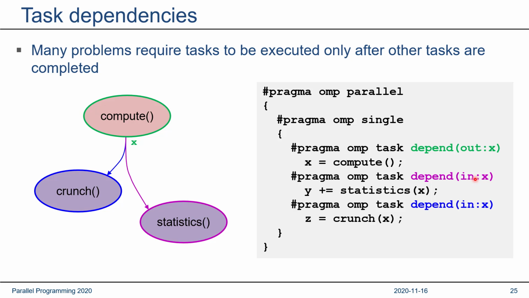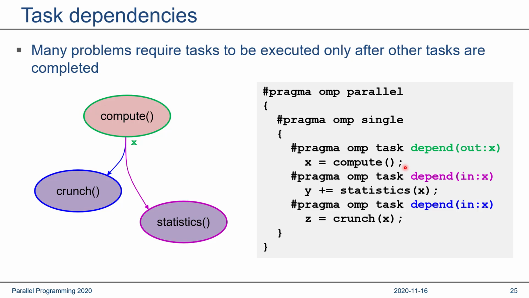In OpenMP, this is possible via the depend clause on the task construct. So this is exactly what I've denoted in the diagram on the left. I have a single construct and 3 tasks. One task calls compute and produces x as an output. And I'm denoting that by appending the depend clause with out:x as an argument. So this specifies this task produces some x, and this x is an output that can be taken as an input by somebody else.